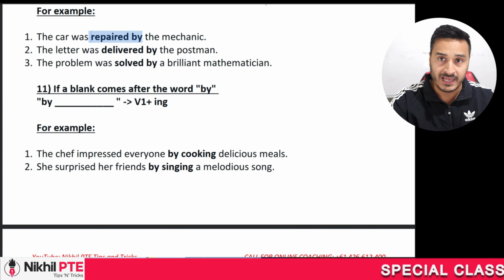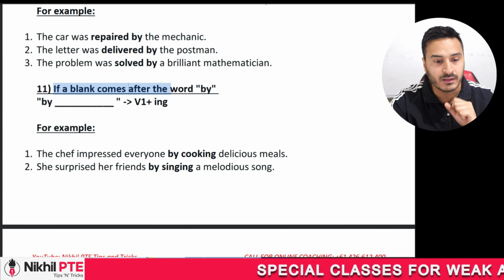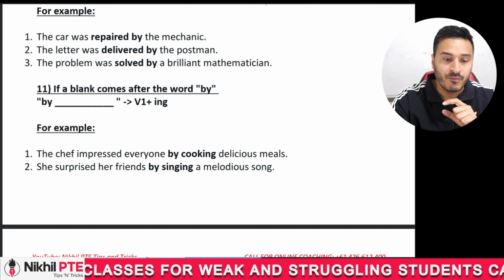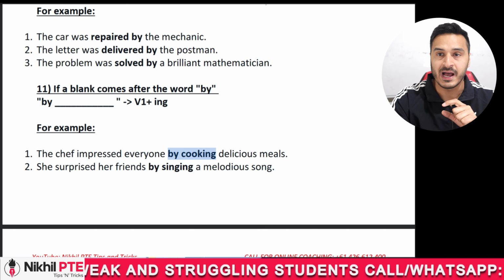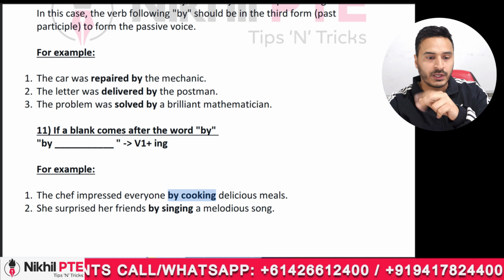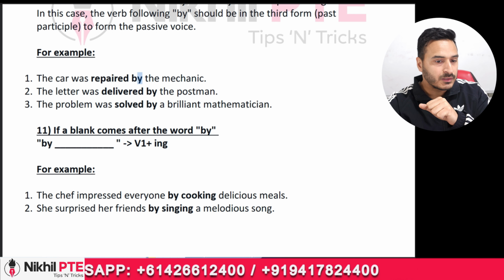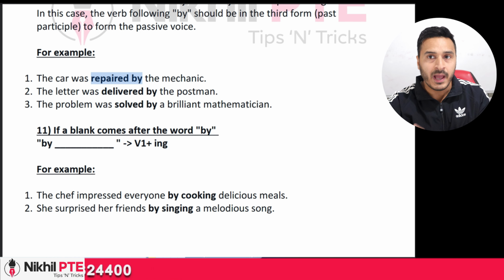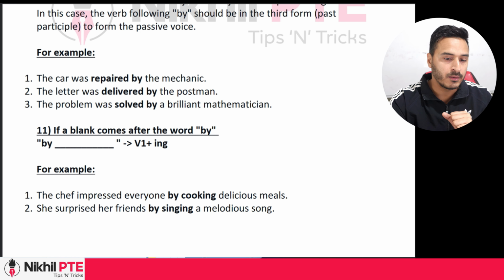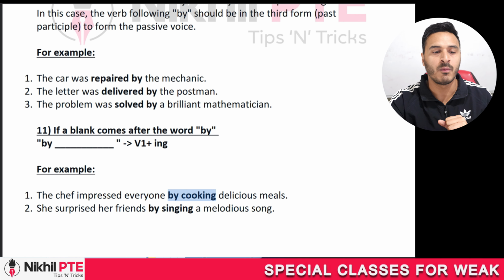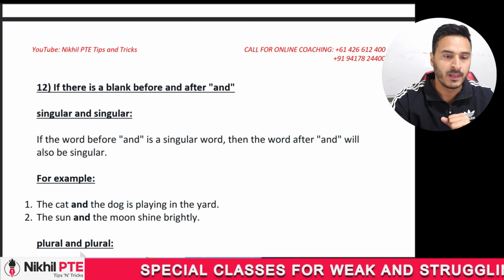Rule 11: if the blank comes after the word "by", then we will use the first form of the verb plus "ing". So there are two common rules, but both are different. What happens when the blank comes after "by" or before "by"? Before "by", the third form will come; after "by", the first form of the verb plus "ing" will come.